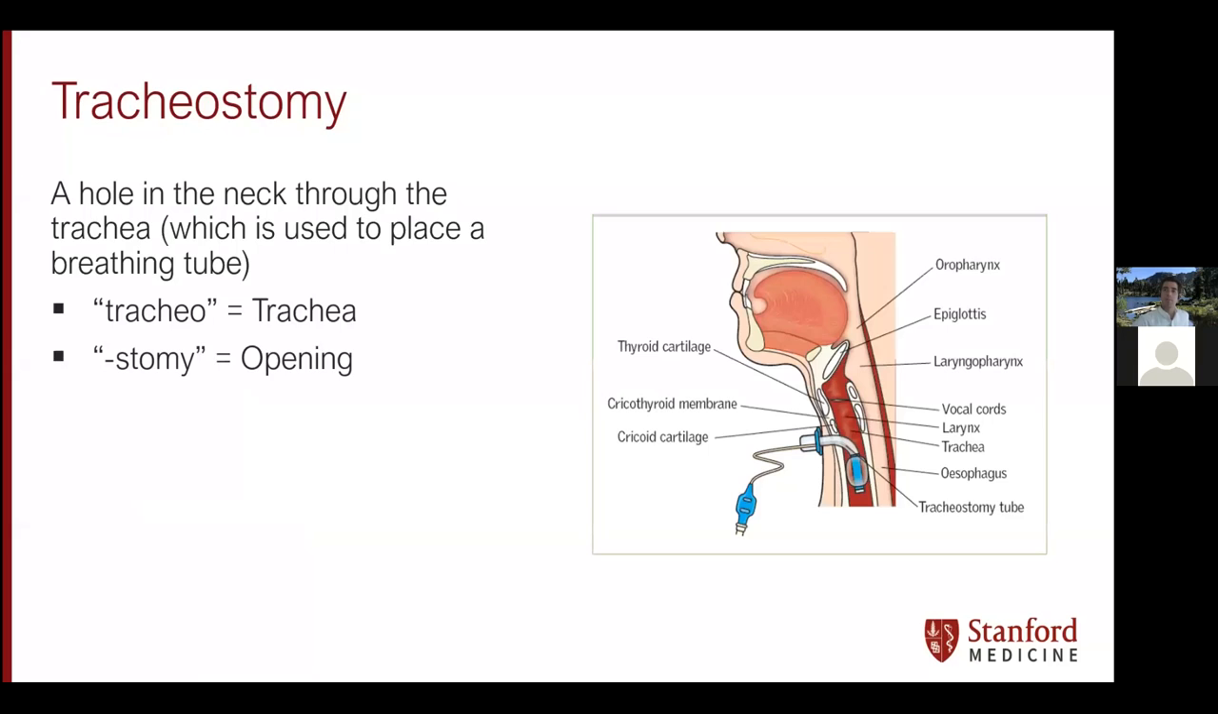So a patient with a trach, which is the most common thing that you hear, is a patient with a tracheostomy, which is a hole that goes through the neck into the trachea and allows us to place a breathing tube for patients who need that support chronically. So yeah, that's a tracheostomy.